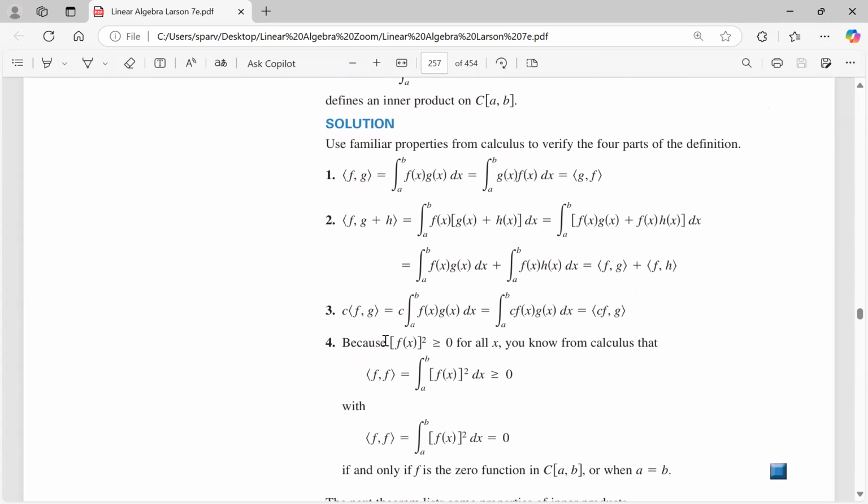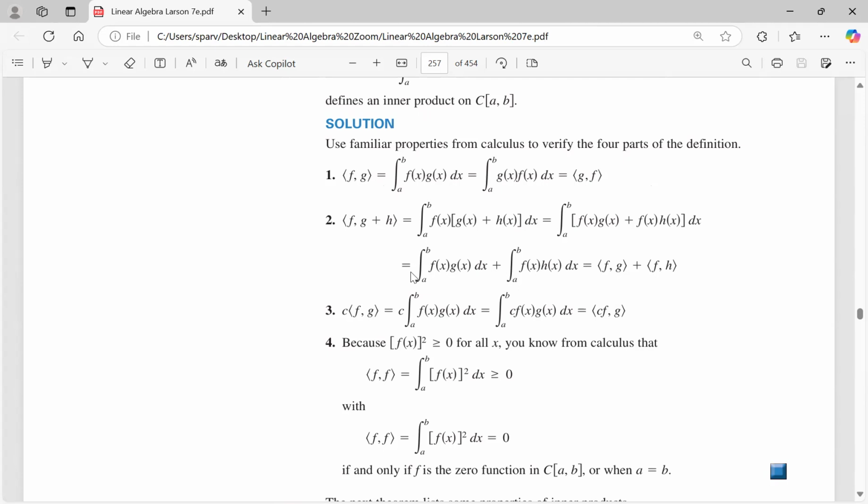So does it meet the four axioms? Remember, the first one was commutative, f dot g and g dot f. Is the dot product of f, g and g, f the same? Yes, because f of x times g of x, you can switch, that's g of x times f of x, right? Therefore, yes, there is symmetry. It is commutative.